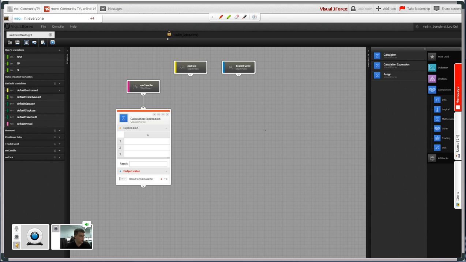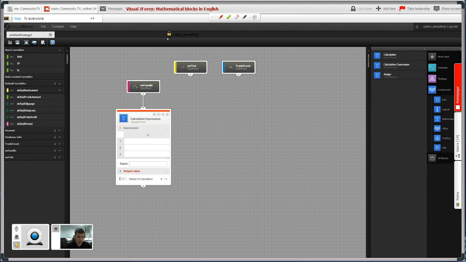Then we are basing our calculation on trade amount. That's a default variable, also trade amount, yeah. Then we use risk.